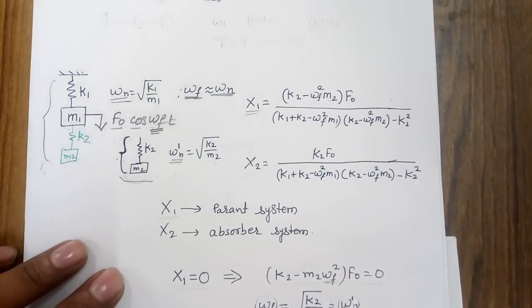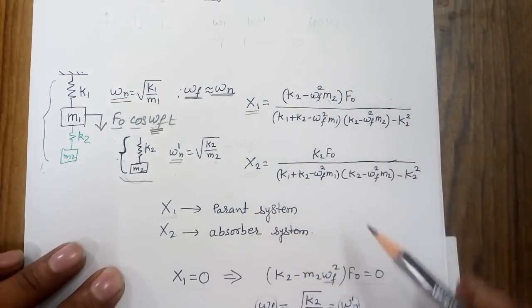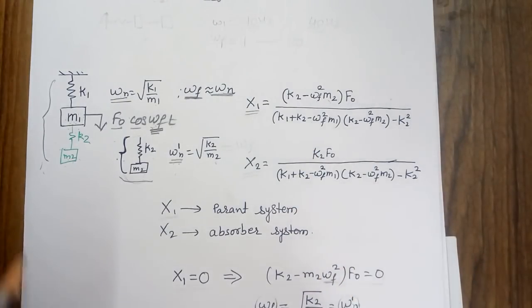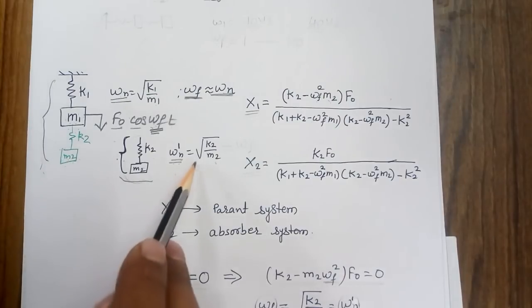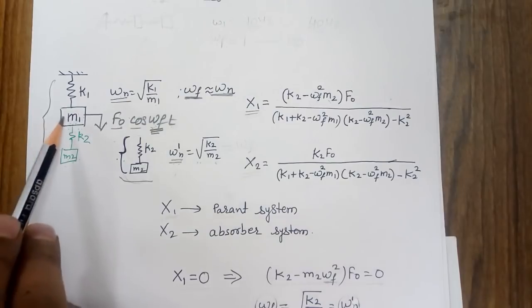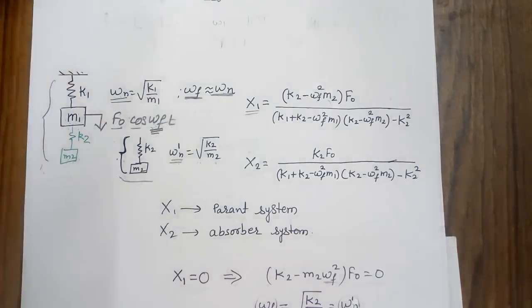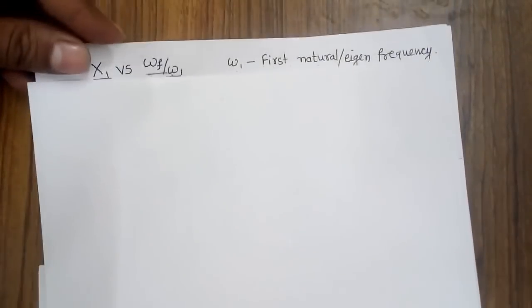So from this mathematical derivation we can observe that if I have a secondary system whose natural frequency is matching with the excitation frequency, the response of my parent system will become 0. We can also understand this by taking a numerical problem.